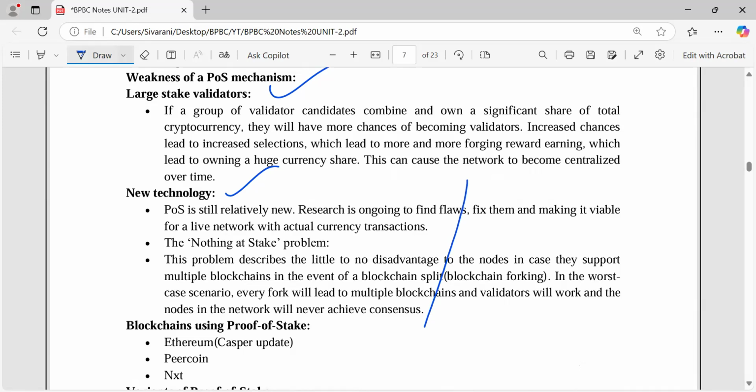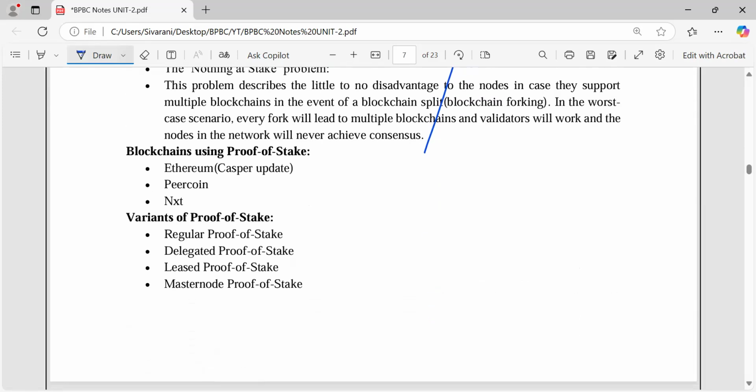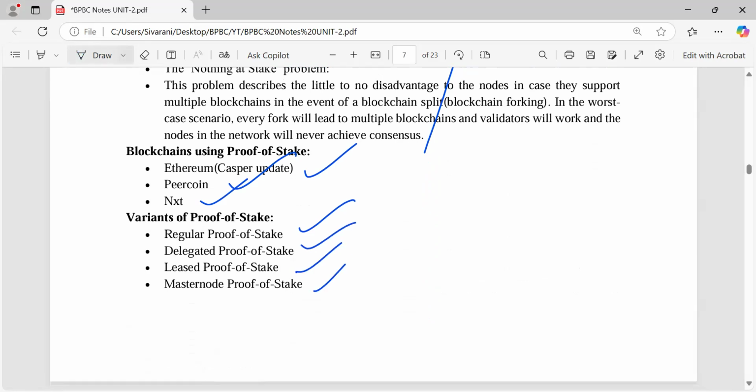These are the different blockchains using proof of stake: Ethereum, Bitcoin. Next, these are the various types of proof of stake: regular proof of stake, delegated, leased, and master node proof of stake.